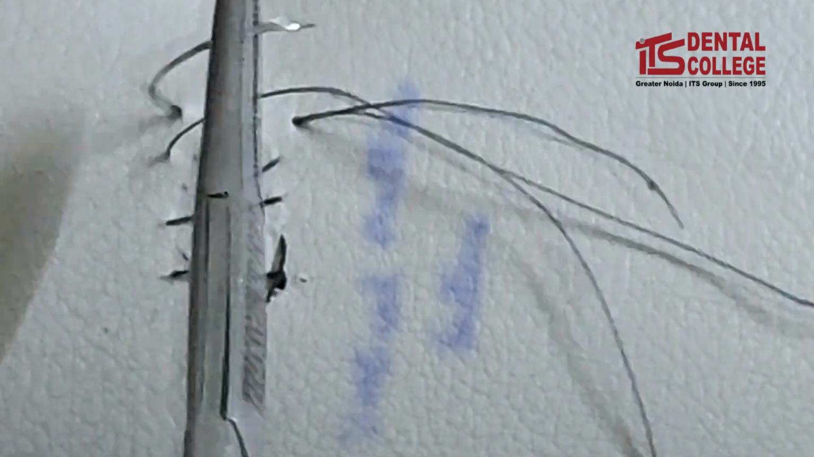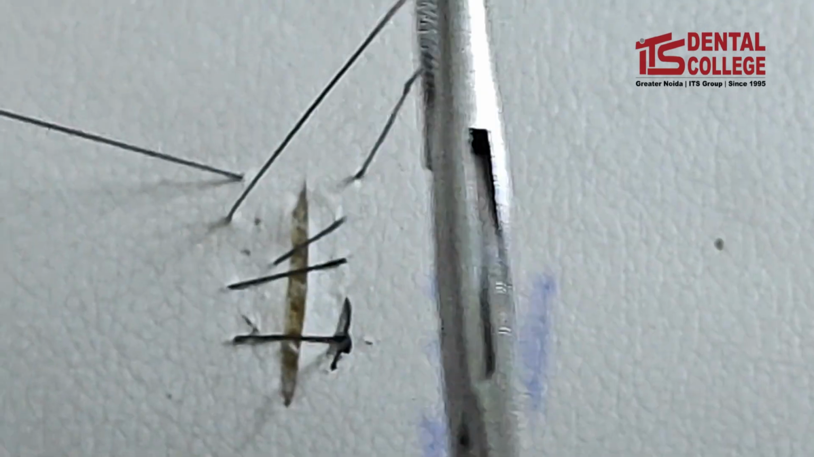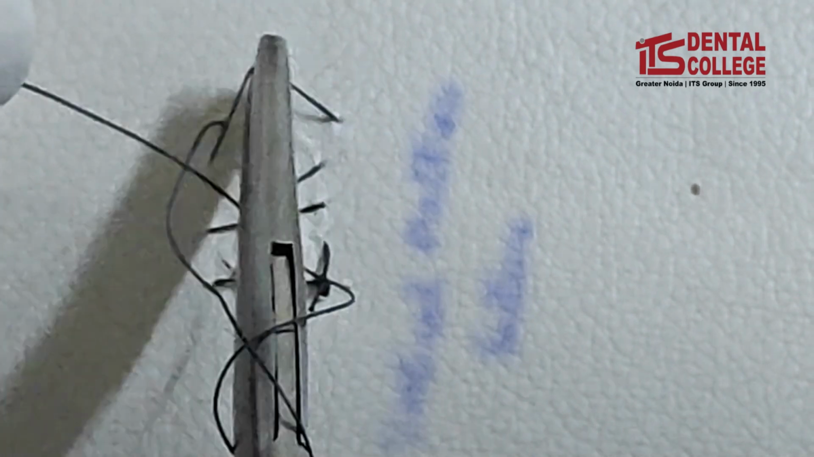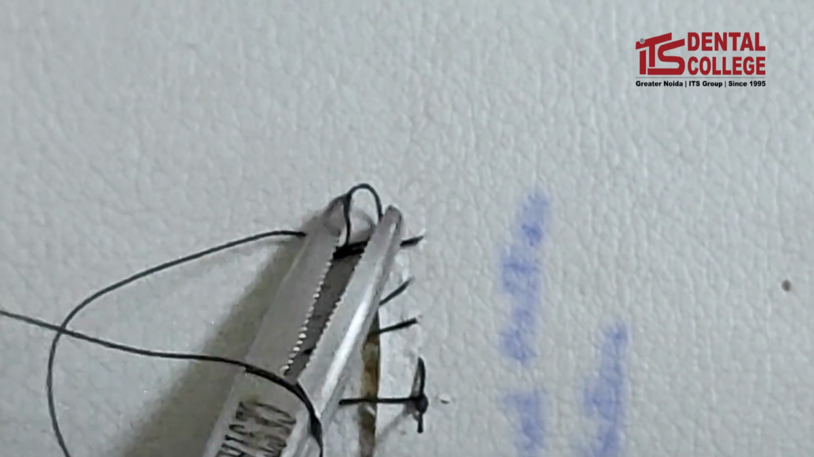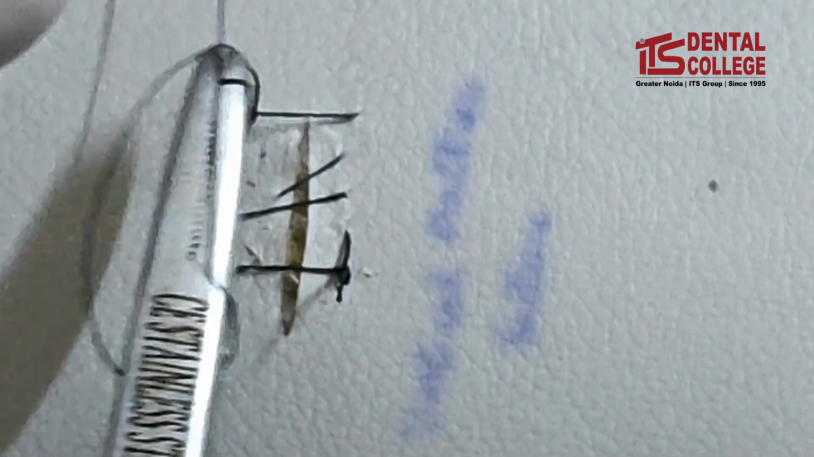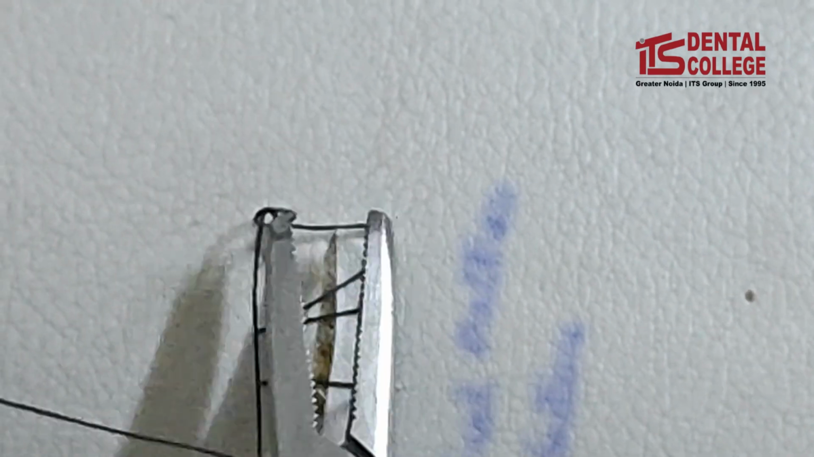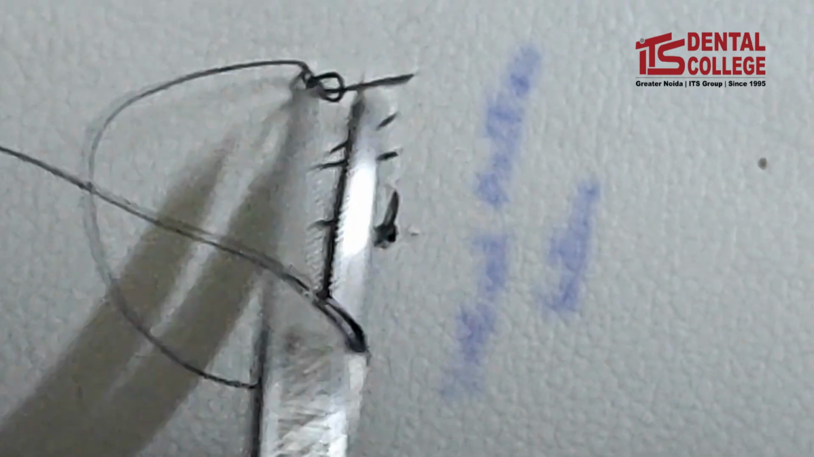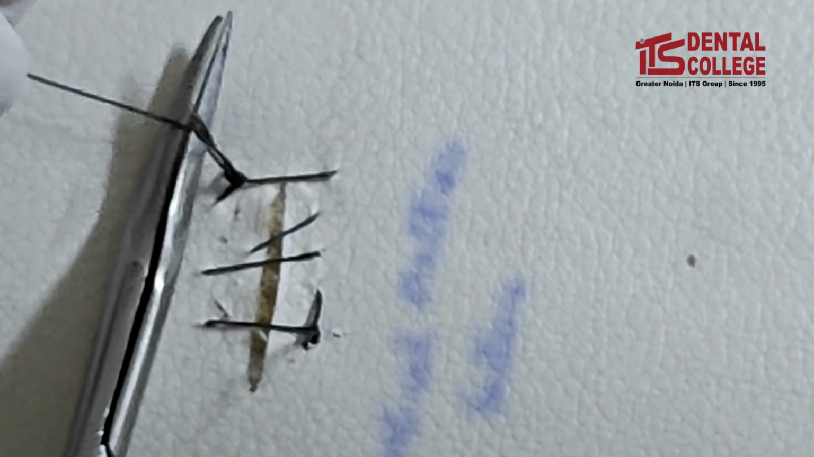So for ending this suture, when we have taken the last bite, we will just leave a small loop and tie the knot with that. In a similar fashion, how we have tied the knot for other sutures. And the excess suture will be cut.